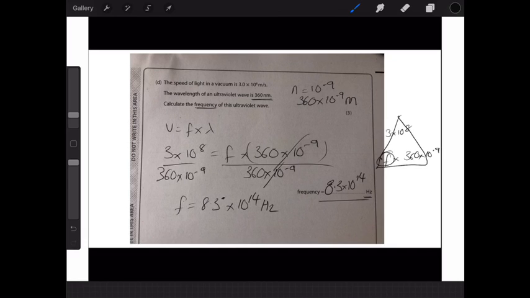Then to find the frequency, you cover that over and it's showing you the sum that you need to do. I hope that's helped if the mark scheme didn't.